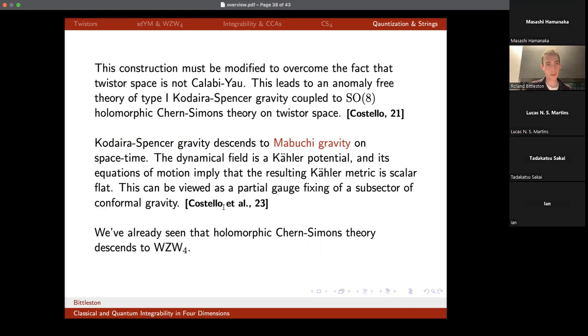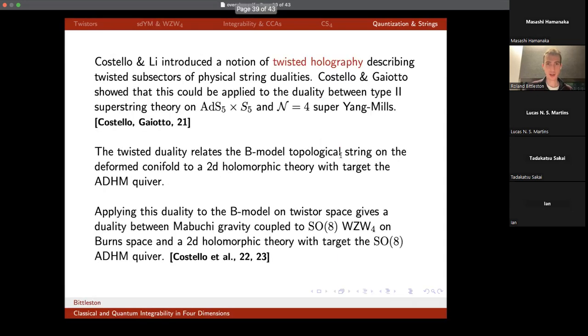Very recently, in work with Natalie and Atul Sharma, they show that Kodaira-Spencer gravity, the closed string sector, descends to something called Mabuchi gravity, which describes a partial gauge fixing of a subsector of conformal gravity. We've already seen what holomorphic Chern-Simons theory describes.